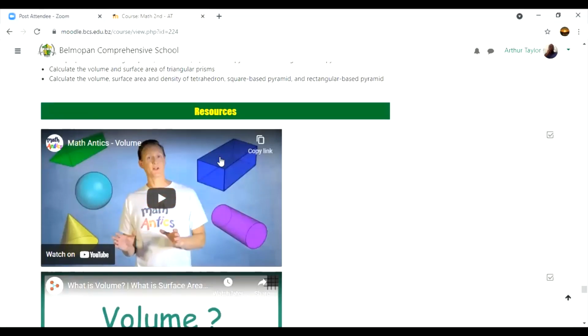And this is, anybody know? It's not a cube. It's a rectangular prism. Rectangular prism, very good. And so you guys should know what that is. That's a triangular prism.